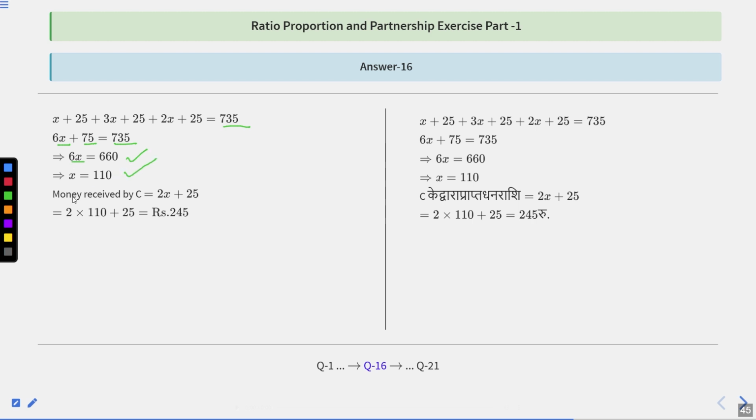So the money received by C is 2x + 25. It is given. So we put x = 110. So 2 multiplied by 110 plus 25, which is 245, is the correct answer. Next one.